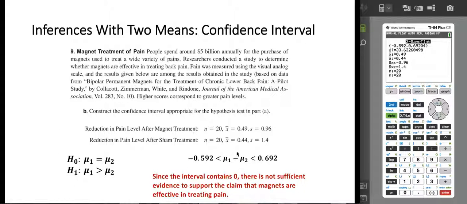Remember, if mean 1 minus mean 2 is 0, that means there's no difference in those means. So since the difference in means could be zero, that's the instance where we fail to reject the null. That means there's not sufficient evidence to support the claim that magnets are effective in treating pain.